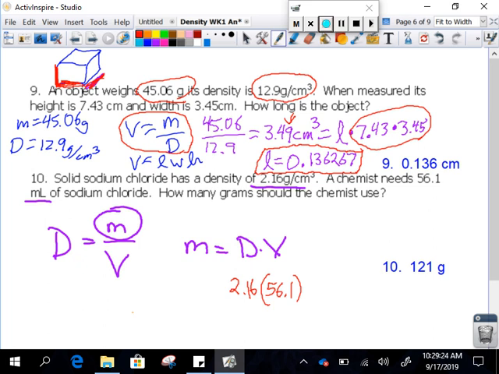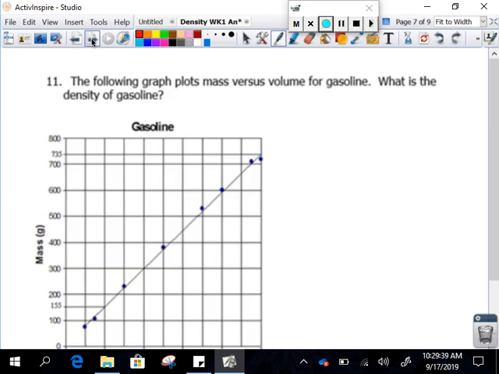Number 10, pretty straightforward. We're looking for mass. Mass is density times volume, so you plug in the density, you plug in the volume, you solve for the mass, and you round. Compared to number 9, number 10 was a piece of cake.